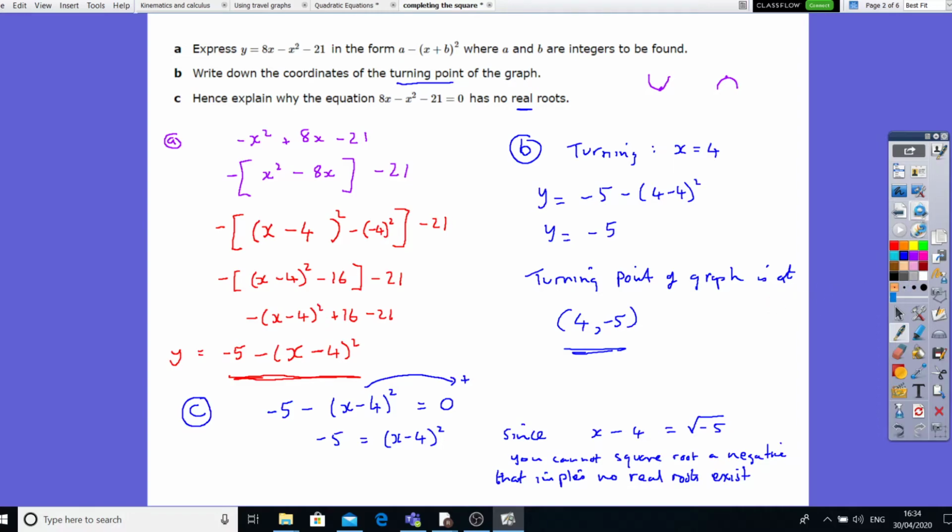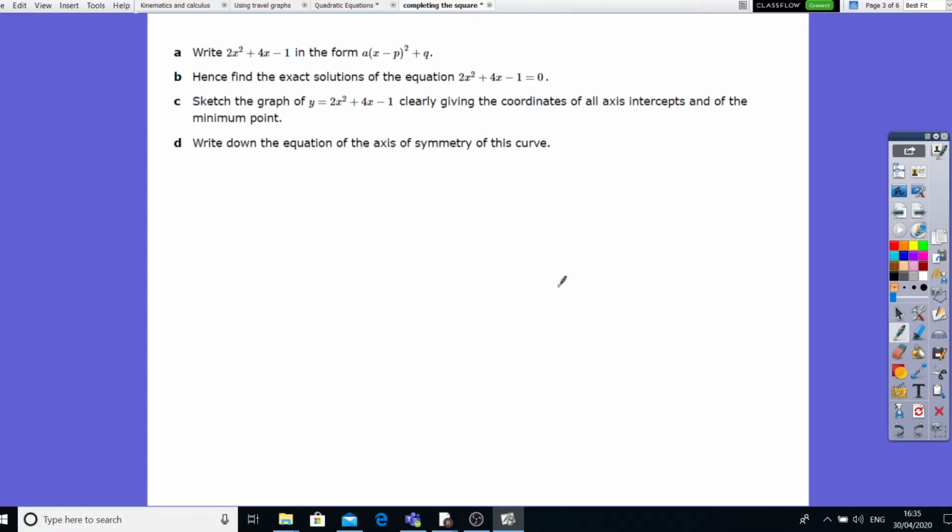See how it's getting tougher as we go along. Similar question: write down 2x squared plus 4x minus 1 in completed square form, hence find the exact solutions to the equation when that equals 0. Sketch the graph, clearly labelling the coordinates of all axis intercepts and the minimum point, and write down the equation. Okay, so let's start with A.